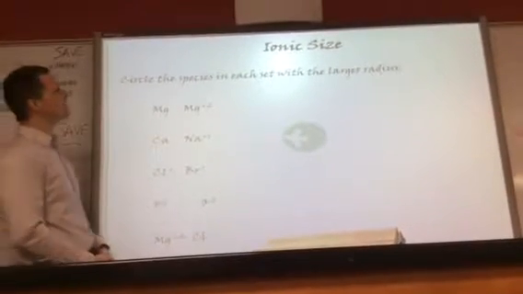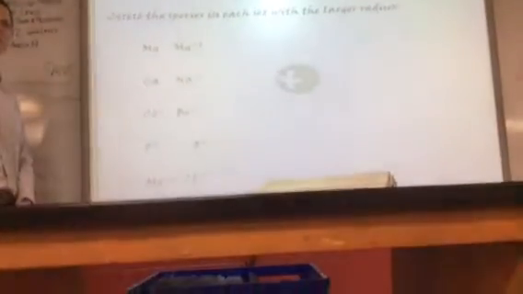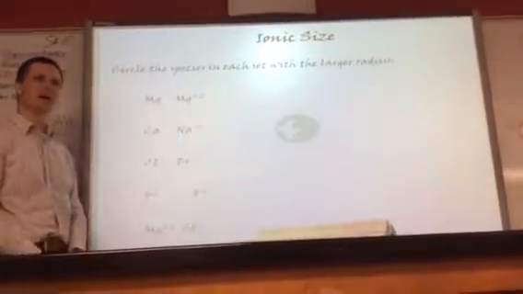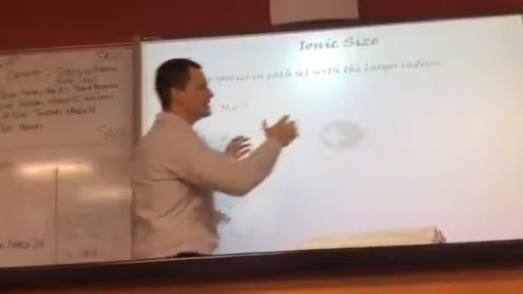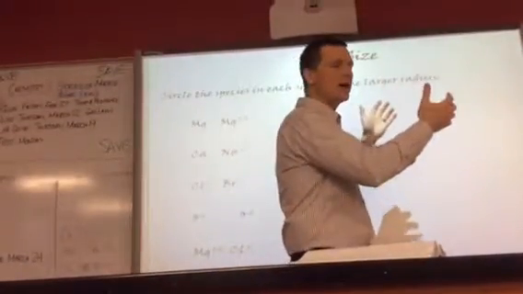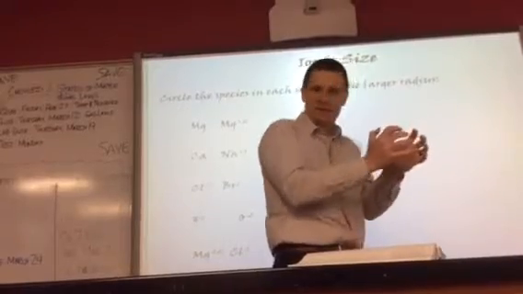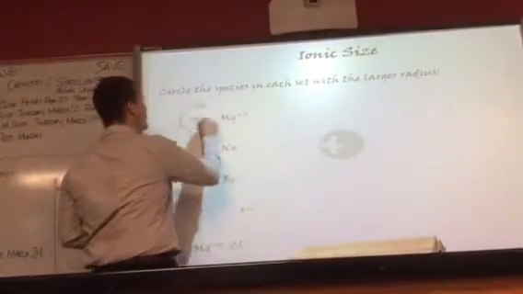Circle the species in each set which has the larger radius. Which is bigger? Magnesium when it's neutral, or magnesium when it's a positive 2 ion? Neutral is right. Because as soon as magnesium loses 2 electrons, it loses its third row or third energy level of electrons. So now it only has 2 energy levels. It's going to get a lot smaller. So this one has the larger radius.